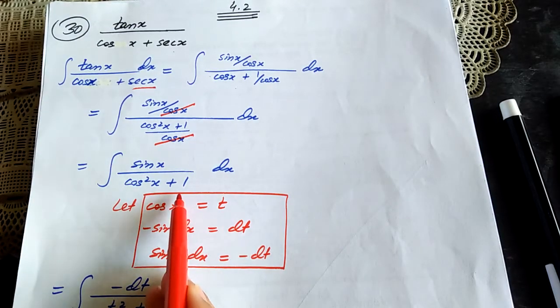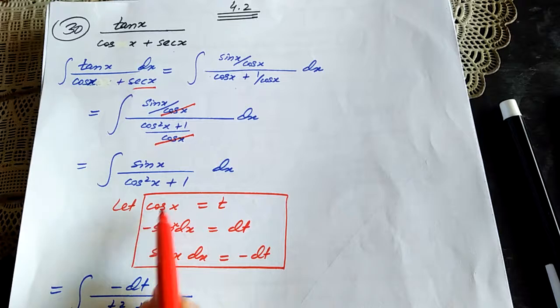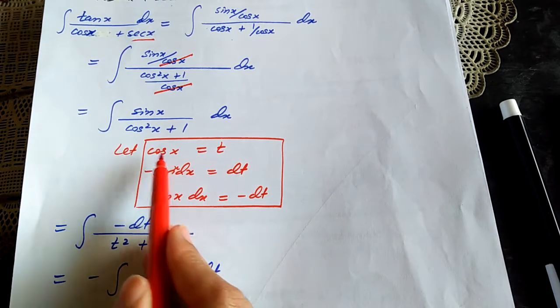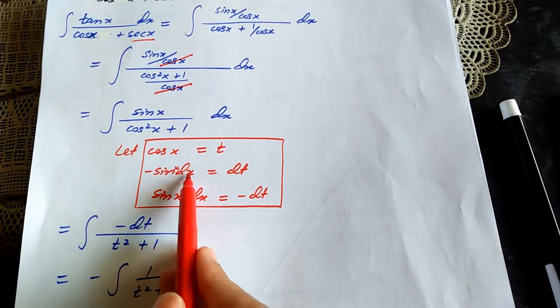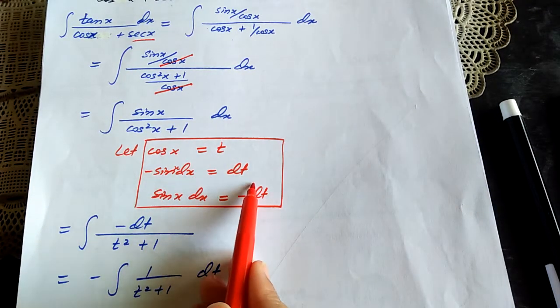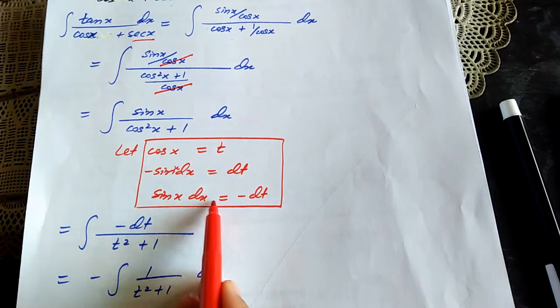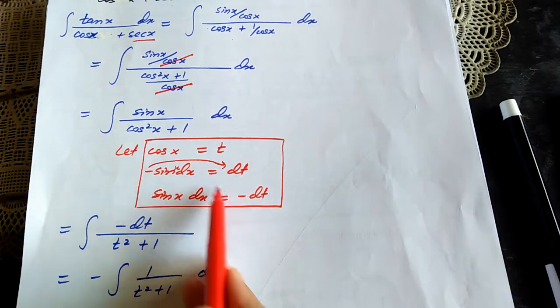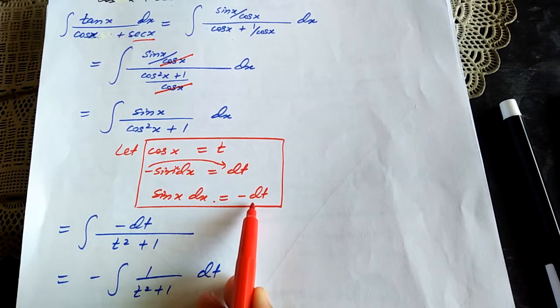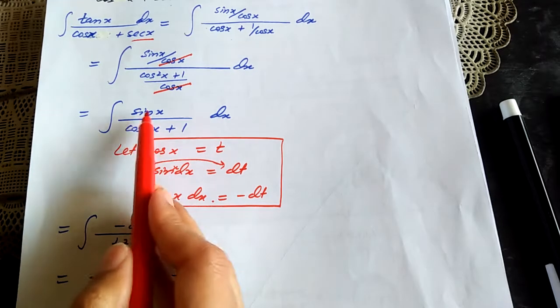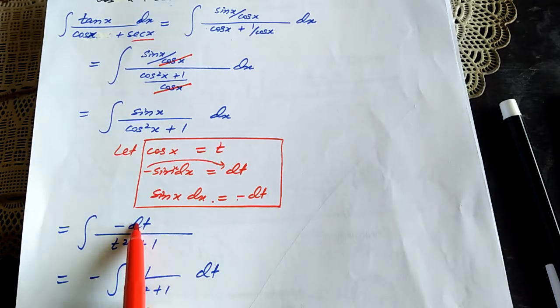x plus 1. Now let cos of x equal t. Then differentiating both sides will give minus sin of x dx equals dt. This minus sign, if moved to the right side, gives sin of x dx equals minus dt. Now sin of x dx is minus dt.